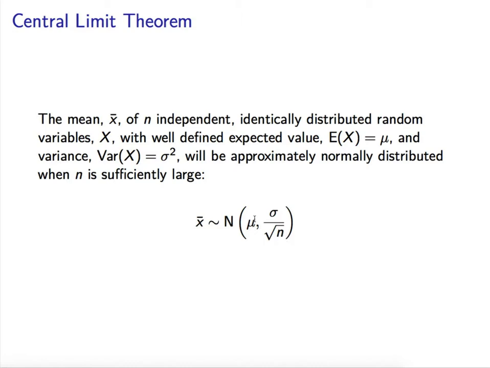It will be centered at mu, and it will have a standard deviation of sigma divided by the square root of n. Now this is a really nice result because we can sample any old distribution, no matter how non-normal it looks, and the sample mean will be normally distributed. It has great statistical properties, and it allows us to easily calculate p-values and confidence intervals.